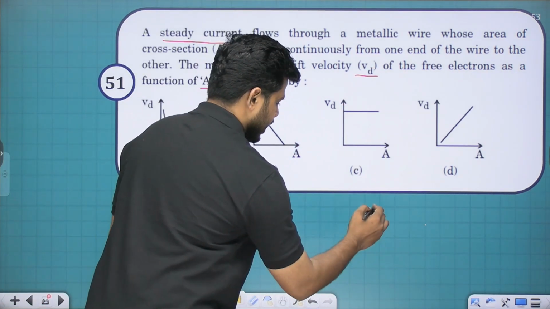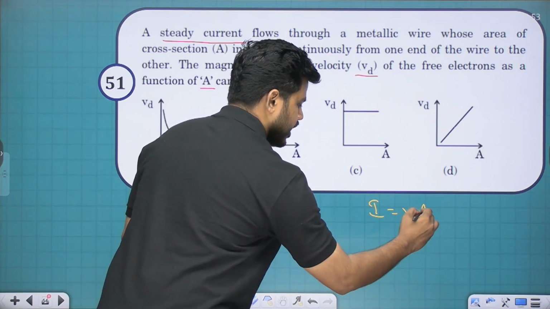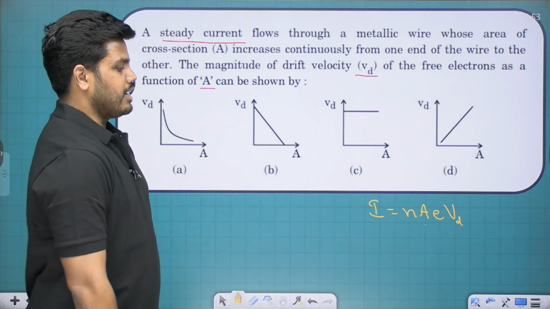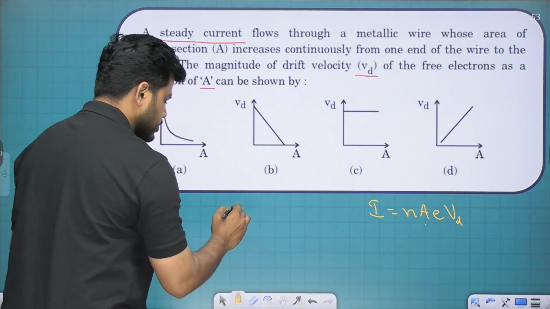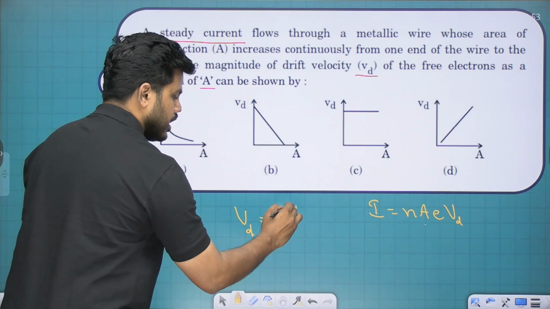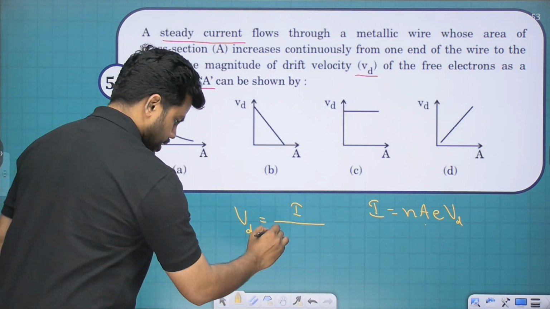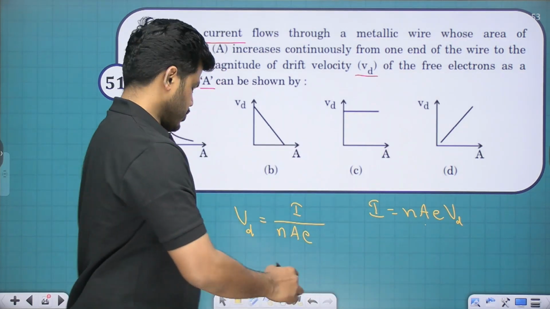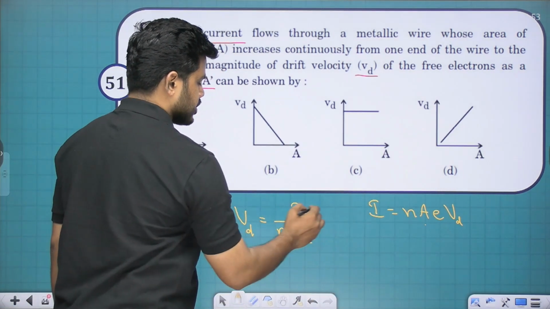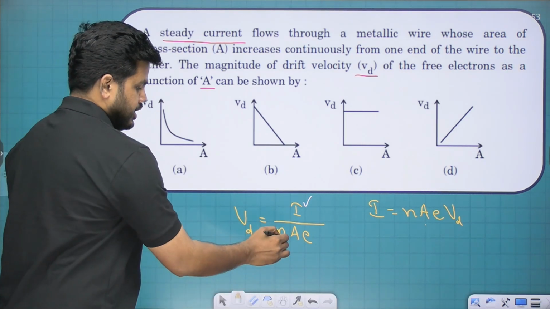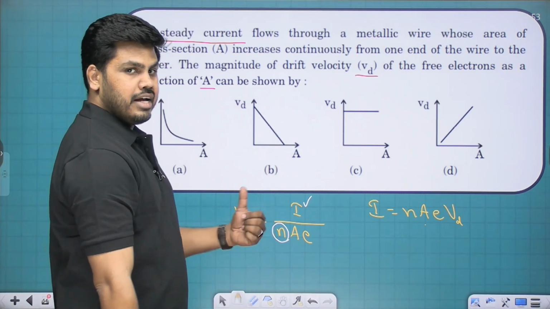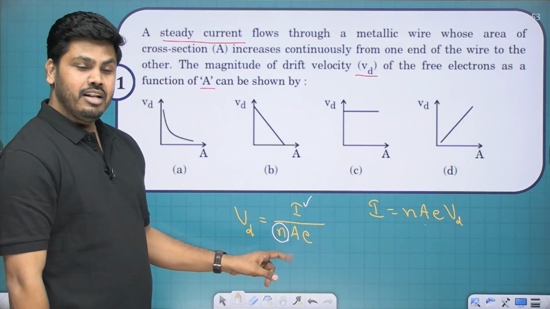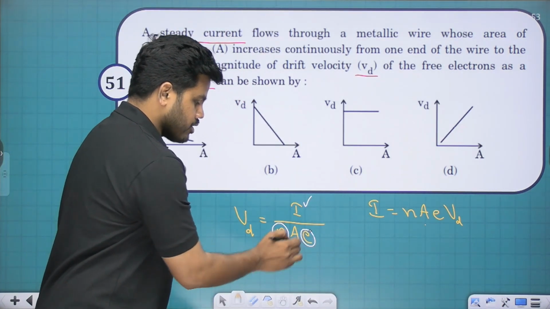What was the equation? I is equal to N, A, E and VD. Right? It is given that, see, how will you find out VD from this? VD is equal to I divided by N into A into E. Right? That's the equation. Yes, you are given current is steady in the circuit, so current is a constant. Number density of electrons, free electrons, that N stands for number of free electrons per unit volume, right? That is constant for a given material. Yes, charge of electron is another constant.